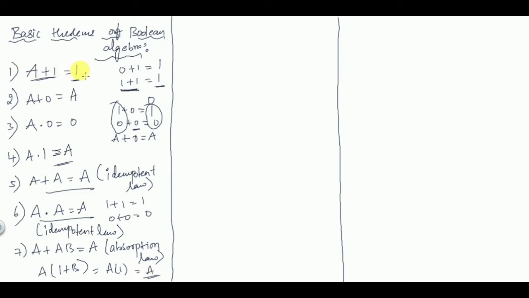Here, A plus 1 is equal to 1 means that any literal added to 1 is equal to 1. So A plus 1 is equal to 1 means B plus 1 is also equal to 1. You can have any literal in the place of A, not only A. You can place B or C or anything. Any literal added with 1 is equal to 1. That is the meaning of this theorem.